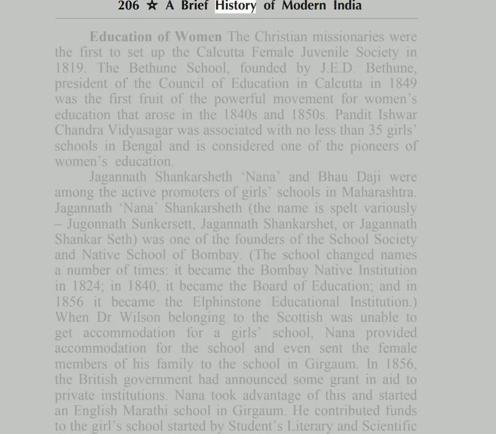A brief history of modern India. Education of women. The Christian missionaries were the first to set up the Calcutta Female Juvenile Society in 1819. The Bethune School, founded by J.E.D. Bethune, President of the Council of Education in Calcutta in 1849, was the first fruit of the powerful movement for women's education that arose in the 1840s and 1850s.